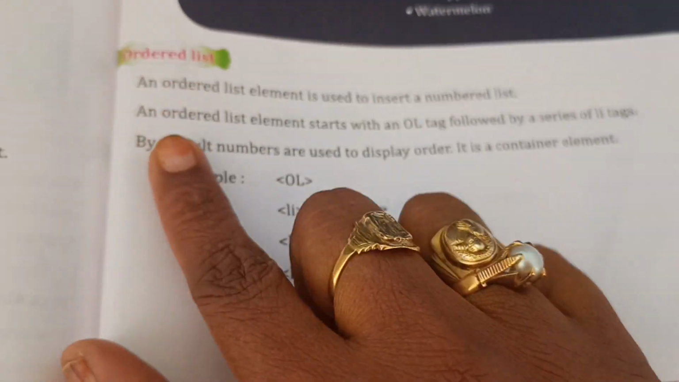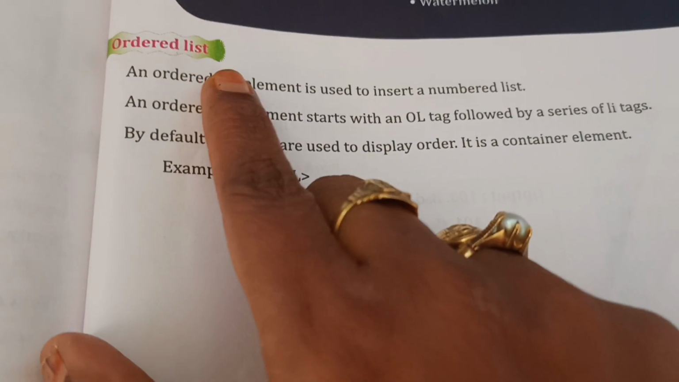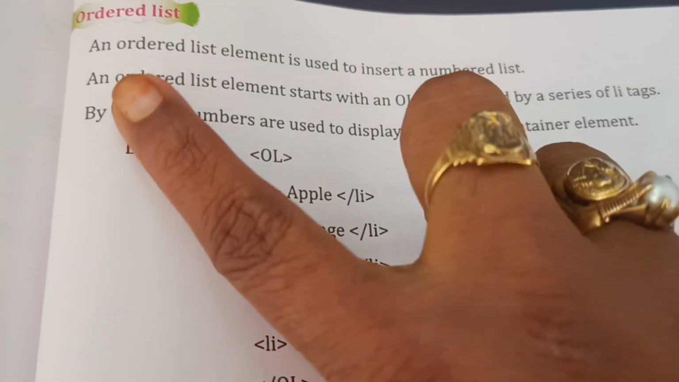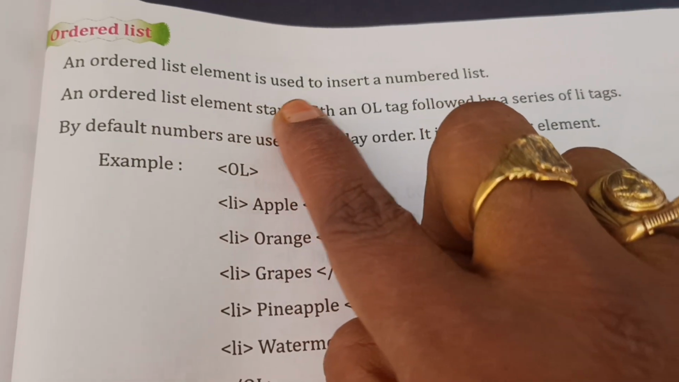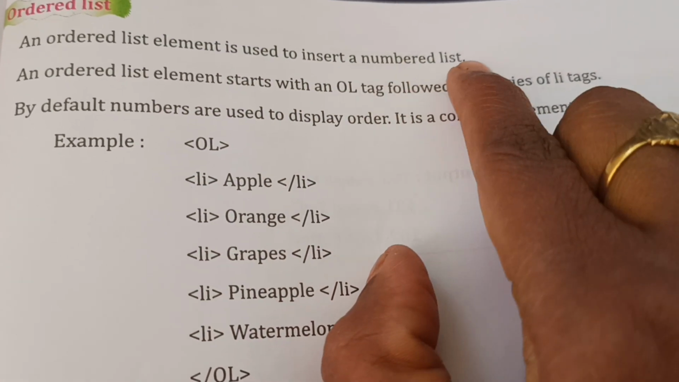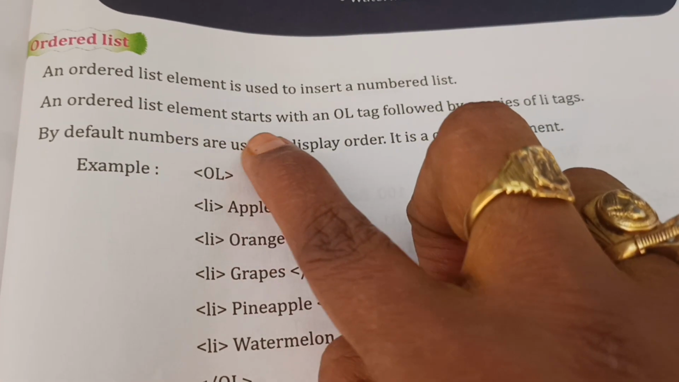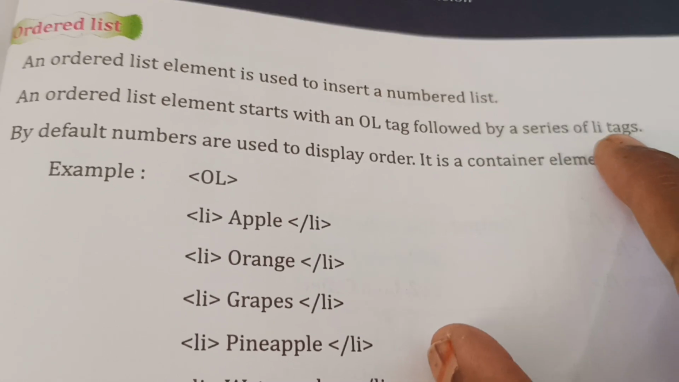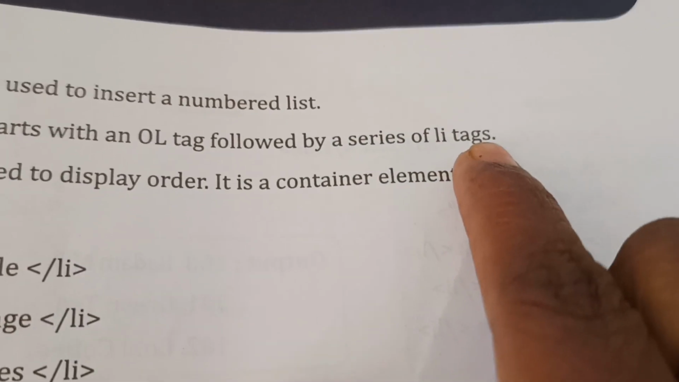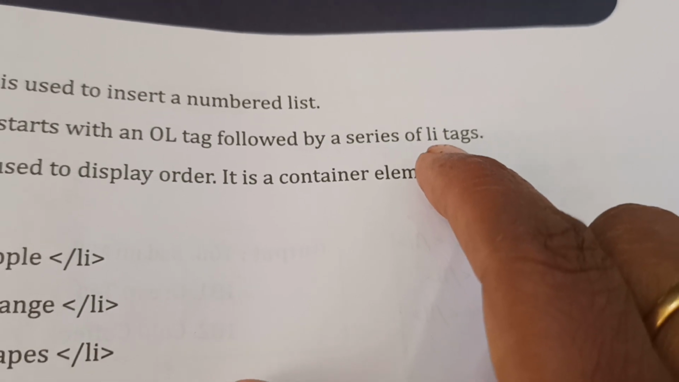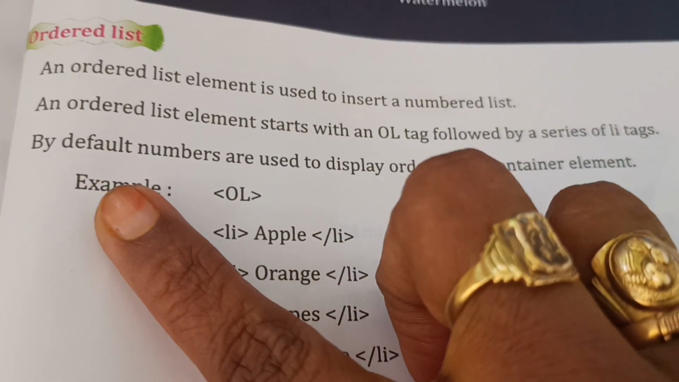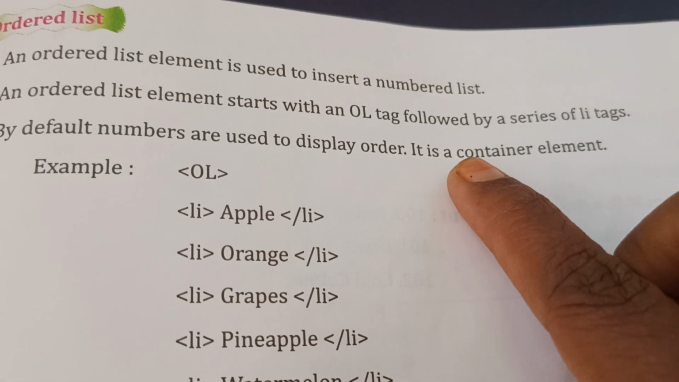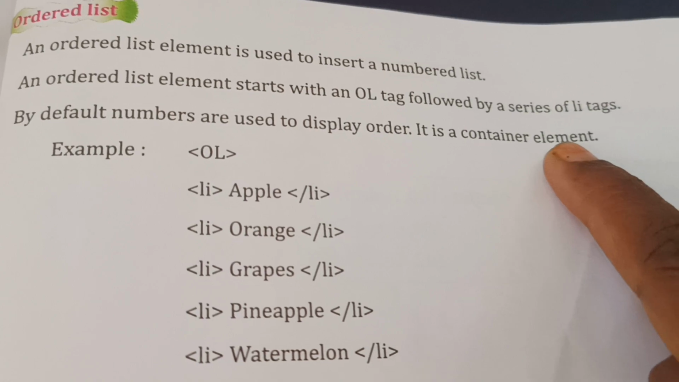Next topic, ordered list. An ordered list element is used to insert a numbered list. In this list, the element starts with the OL tag, formed by a series of LI tags. LI means list item. By default, numbers are used to display order. It is a container element.